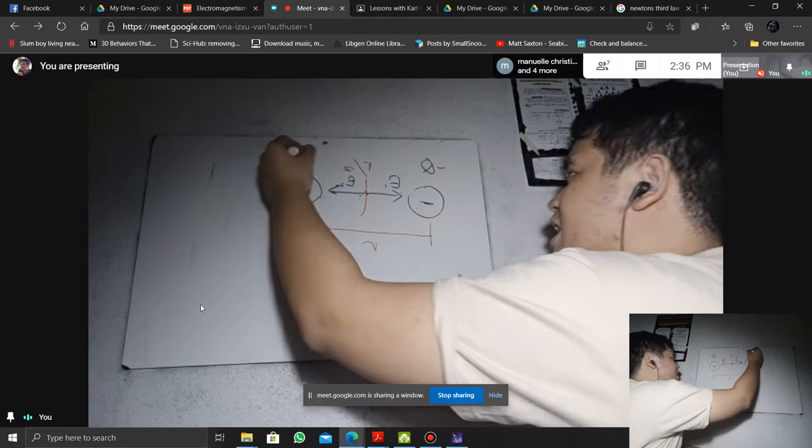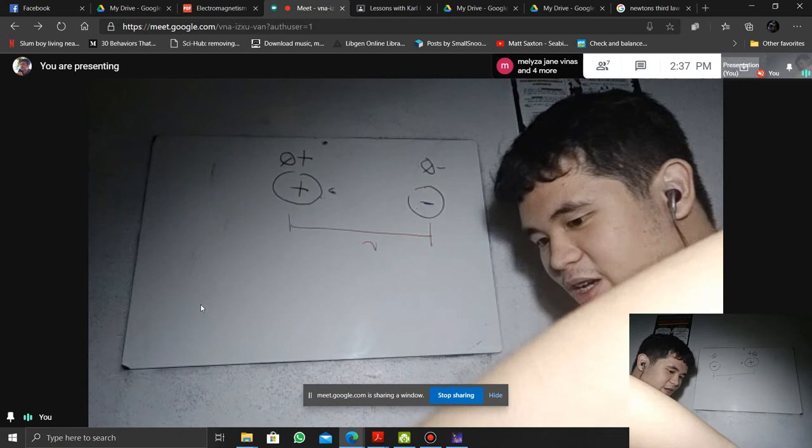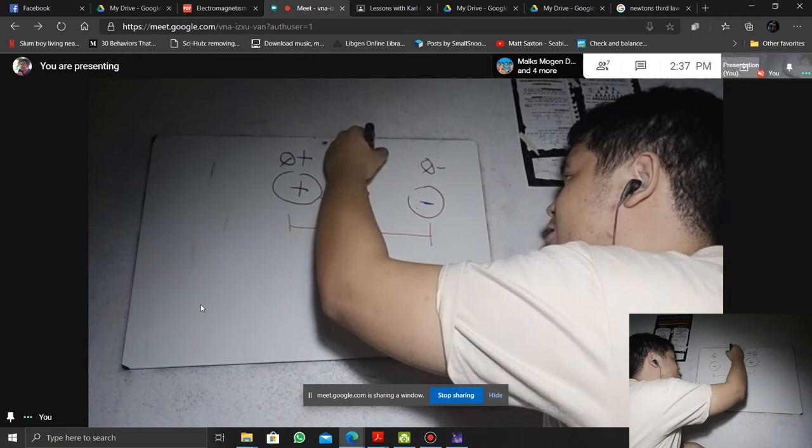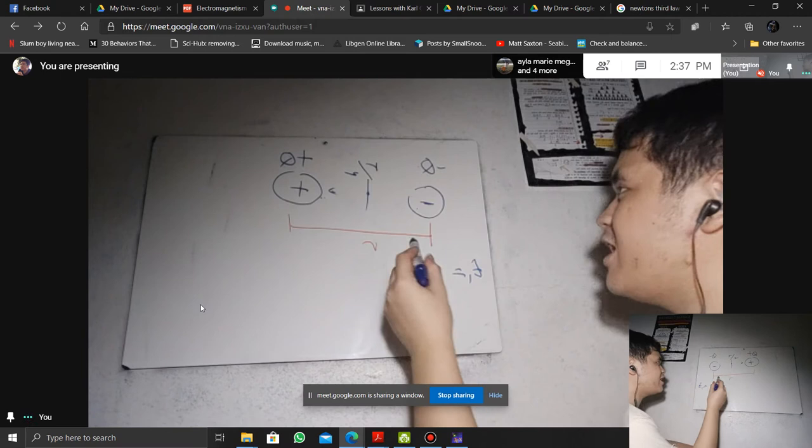Sige, same problem, no? What can we say about electric field and electric potential sa gitna? R over 2, no? Sige. Okay, sige. Sa electric field. Electric field due to negative is here.